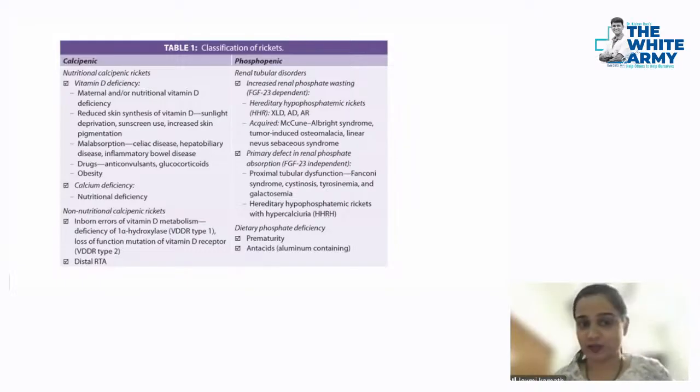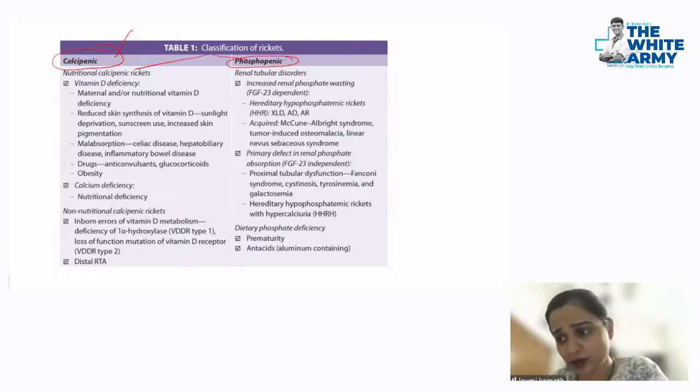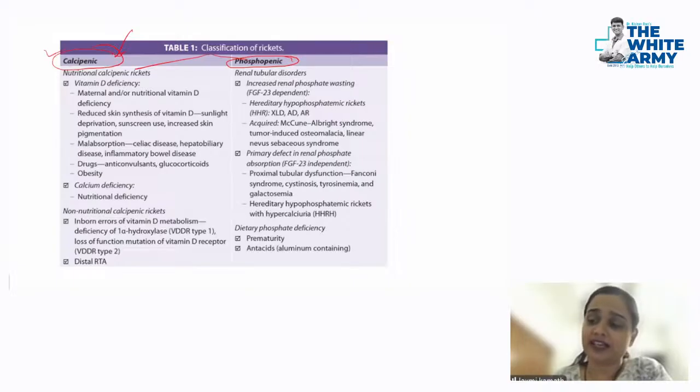Now in this class, I want you to understand this table. So when we divide it grossly into calcipenic and phosphopenic rickets, that means predominantly calcium deficiency or predominantly phosphorus deficiency. Here also there will be phosphorus deficiency, but calcium deficiency is more than the phosphorus deficiency. Now, whenever calcium deficiency is there, 90% of the times it is nutritional. That means either intake is less or vitamin D is deficient.